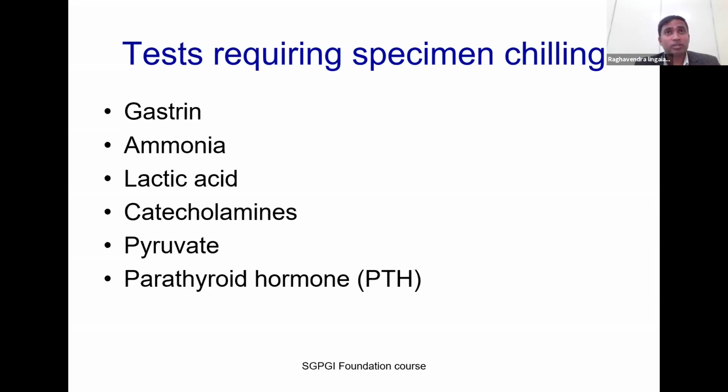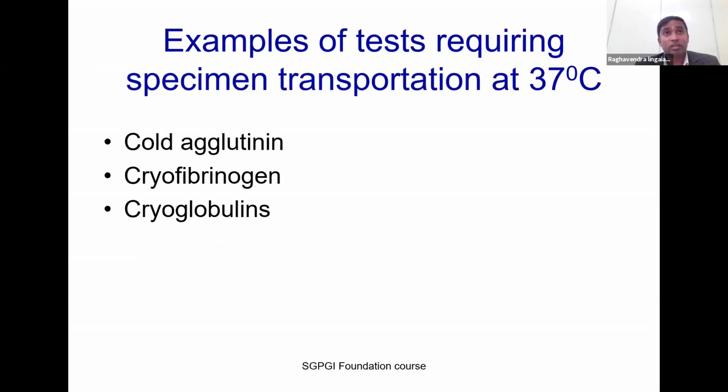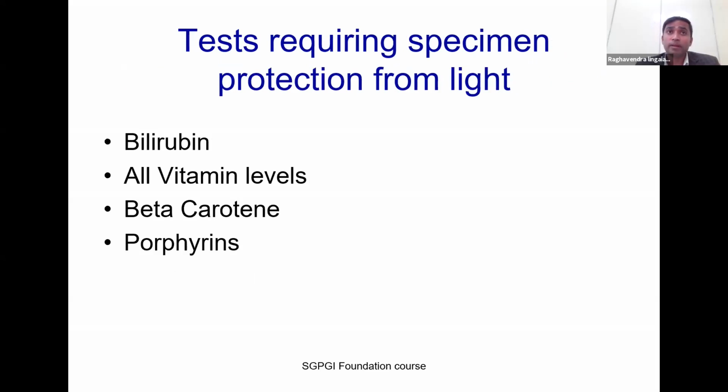Certain tests require chilling. For example, if you are sending for ammonia, lactic acid or parathyroid hormone, you need to send the sample on ice. Certain specimens need to be sent at 37 degrees only, for example when you're evaluating for cold agglutinins, cryofibrinogen and cryoglobulins. And certain tests require protection from light, for example bilirubin and all vitamin levels. You might come across low vitamin D levels across many patients.